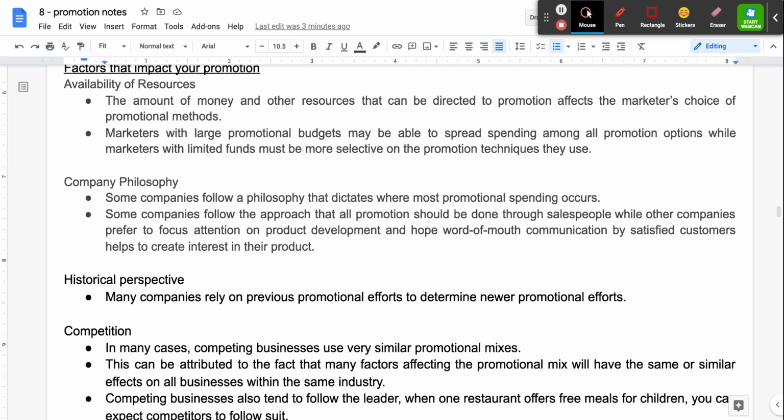We talk about company philosophy. Some follow a company approach that dictates where it goes, how it occurs. For some, the approach should be done through salespeople. Other companies prefer to focus attention on product development, hoping word of mouth communication by satisfied customers helps create interest in their product. So what does your company feel is best? Do we want to advertise? Are we the company that advertises, or do we just rely on word of mouth? I know there's a restaurant, Cheddar's. Cheddar's doesn't advertise. That's a part of their company philosophy. They don't spend money on promotion. They just let word of mouth carry it around, and it's done well. They're a national restaurant, and they've spread.